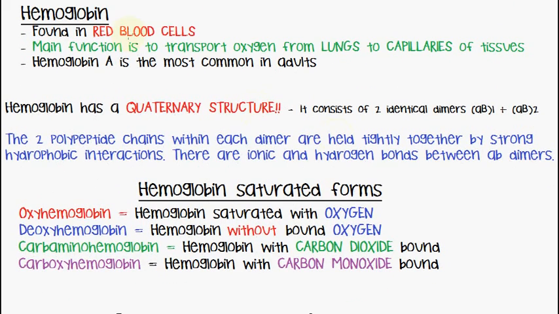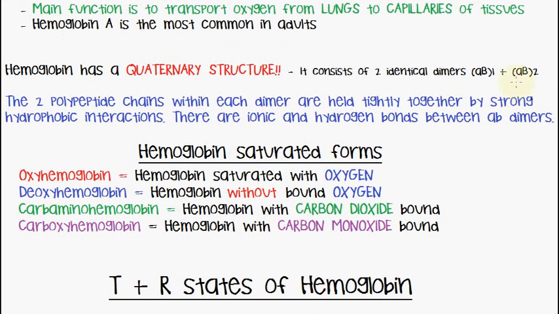And hemoglobin itself has a quaternary structure, so it consists of 2 identical dimers, alpha beta 1 and alpha beta 2. And remember, these are identical as well. So it consists of 2 subunits here and 2 subunits here, and they're basically joined together. The 2 polypeptide chains within each dimer, so the subunits, are held tightly together by strong hydrophobic interactions. And then there are ionic and hydrogen bonds between the alpha and beta dimers. So there's ionic and hydrogen bonds between these 2 here.